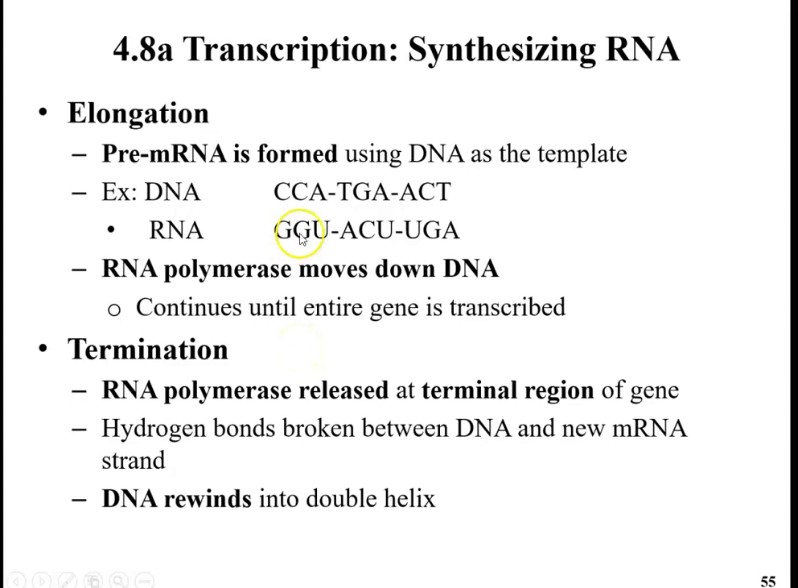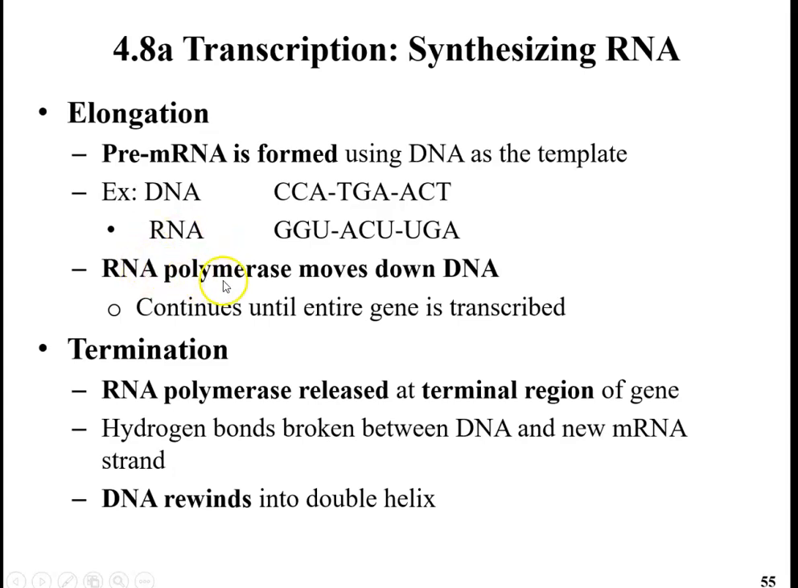Next is elongation. This is where the pre-mRNA is formed using DNA as the template. So let's say that you had DNA and it had this as the template, the gene that you're trying to transcribe. So you've got cytosine, cytosine, adenine, thymine, guanine, adenine, adenine, cytosine, thymine. Well, your RNA transcript is going to be complementary to that, right? So where you've got cytosine, you're going to have guanine, and where you have adenine, you're going to have uracil, right? Because we're working in RNA.